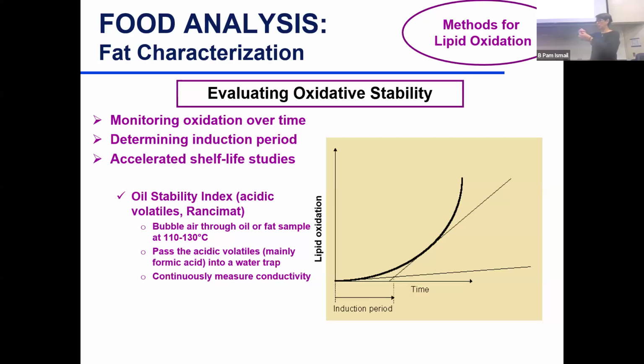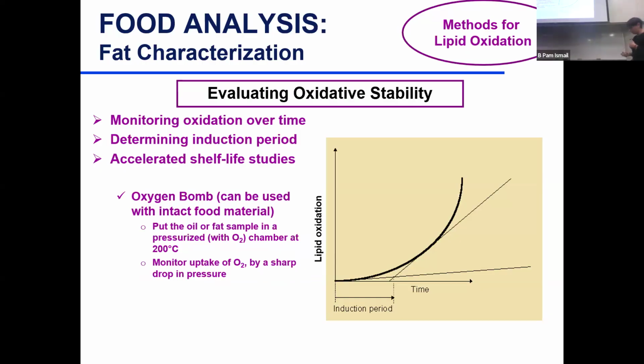And then the acidic volatiles will be trapped in another container that has water in it. So you would have tubing that links the first flask that has the sample, with a stopper with a tube that goes into another flask that has water. And then you would measure the conductivity of the water. When you start seeing a change in conductivity, that means you have products of oxidation reaching the water and changing the conductivity. And there's equipment that would do that for you.